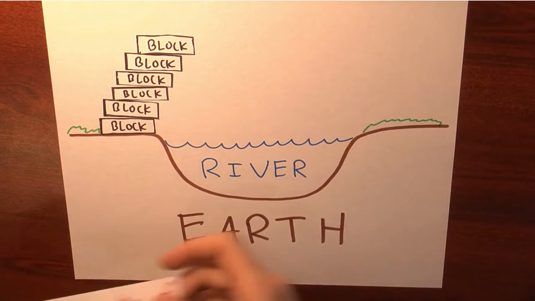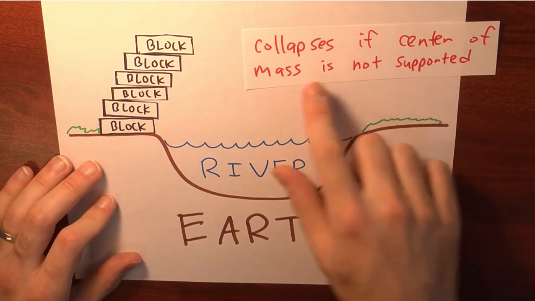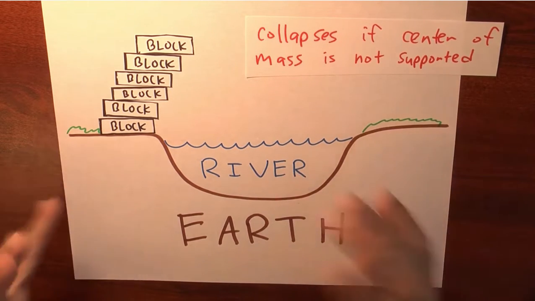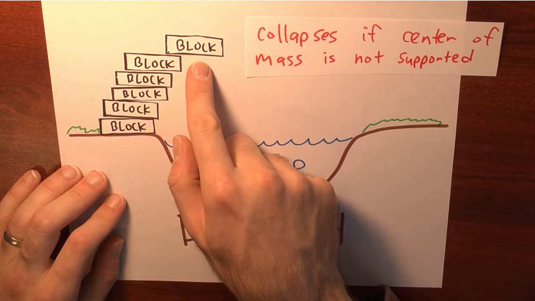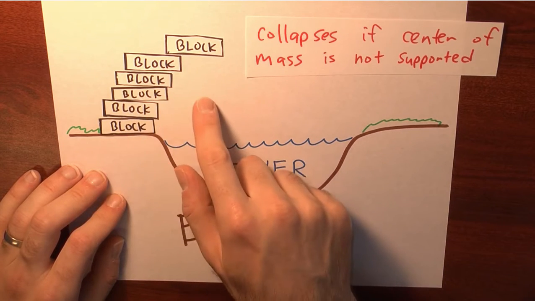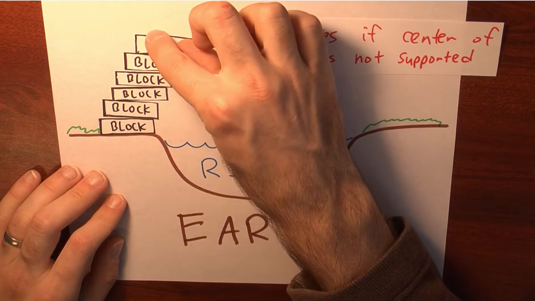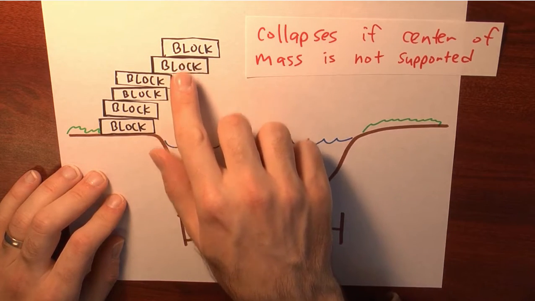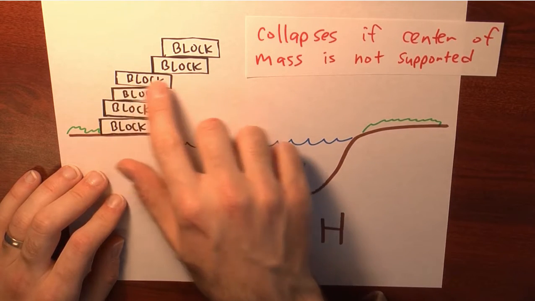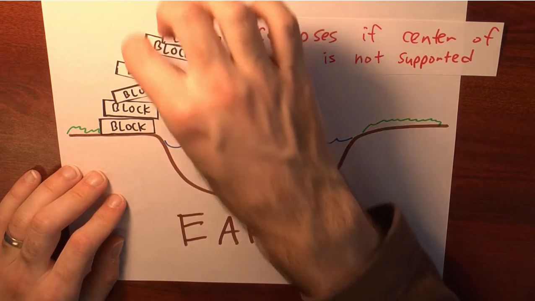Well, the issue has to do with center of mass. My block tower is going to fall over if the center of mass isn't supported. What I mean by that is that if the center of mass of the first block isn't supported by the second block, then that first block will fall off. If the center of mass of just the first two blocks together, which is maybe over here somewhere, isn't above the third block, then those two blocks are going to fall. My tower is going to collapse.